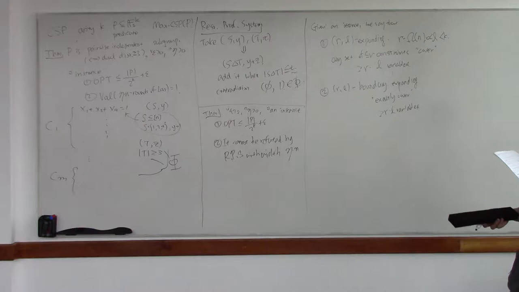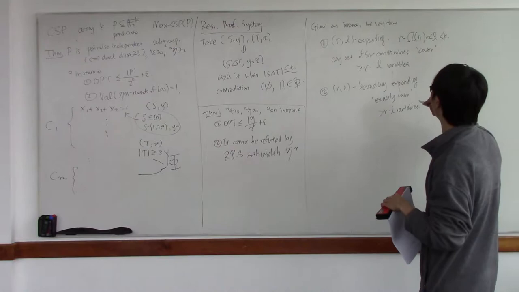What was your question? My question is, if I'm like a million comma two expanding, and then I look at one constraint, a set of one constraint, do I have to cover 2 million variables? Just two variables. Oh, okay, sorry. Any set of R prime less than or equal to R constraints covers at least R prime. Oh, I see, okay.